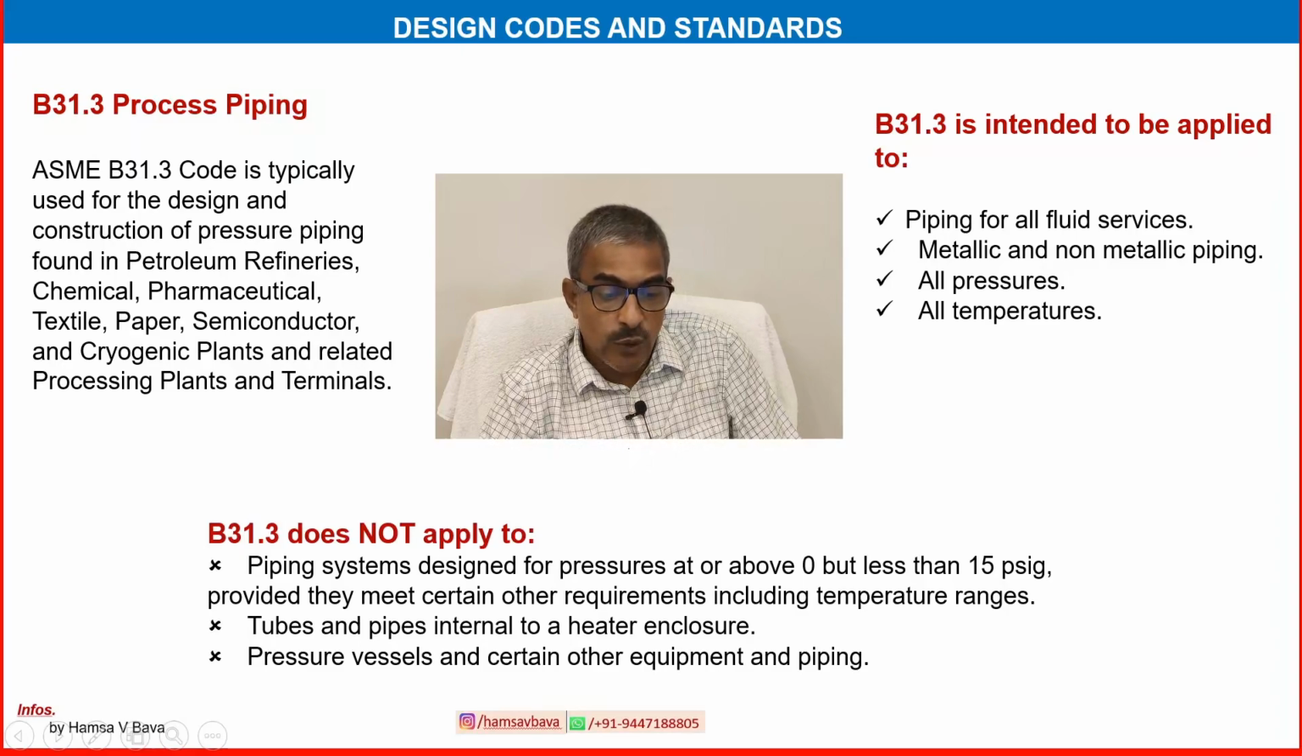B31.3 does not apply to piping systems designed for pressure at or above 0 but less than 15 psig, provided they meet certain other requirements including temperature range. It also does not apply to tubes and pipes internal to a heater enclosure, pressure vessels, and certain other equipment and piping.